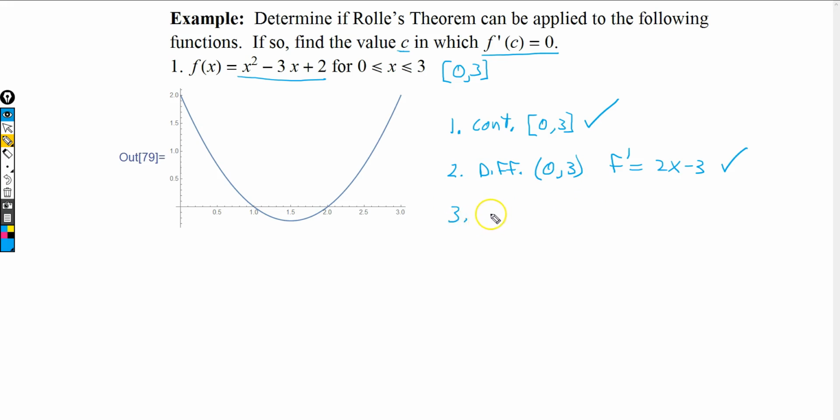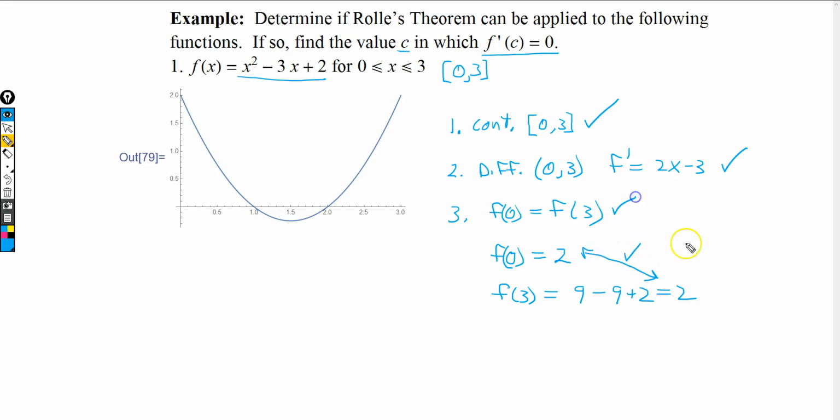And then third, we just need to check, does f of 0 equal f of 3? Well, let's see, f of 0, if we put 0 in here for x, we get back 2, of course. And if we look at f of 3, we're going to get 9 minus 9 plus 2, and that's equal to 2. And yes, these are equal. And so this holds. So yes, all three conditions for Rolle's theorem hold. So now we are guaranteed that the c will exist.